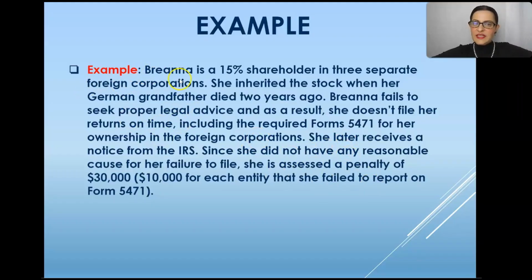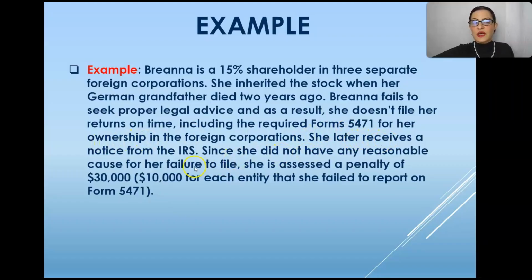Example, Brianna is a 15% shareholder in 3 separate foreign corporations. She inherited the stock when her German grandfather died 2 years ago. So see, her grandfather was German. He owned stock in foreign corporations. Maybe she's young. She doesn't realize that there's a filing requirement. She fails to seek proper legal advice, and as a result, she doesn't file her returns on time, including the required Forms 5471 for her ownership in the foreign corporations.